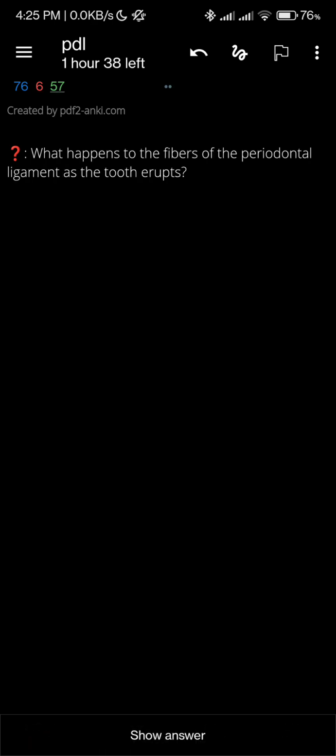What happens to the fibers of the periodontal ligament as the tooth erupts? They get incorporated into the cementum and the alveolar bone. They get embedded in the cementum and alveolar bone.